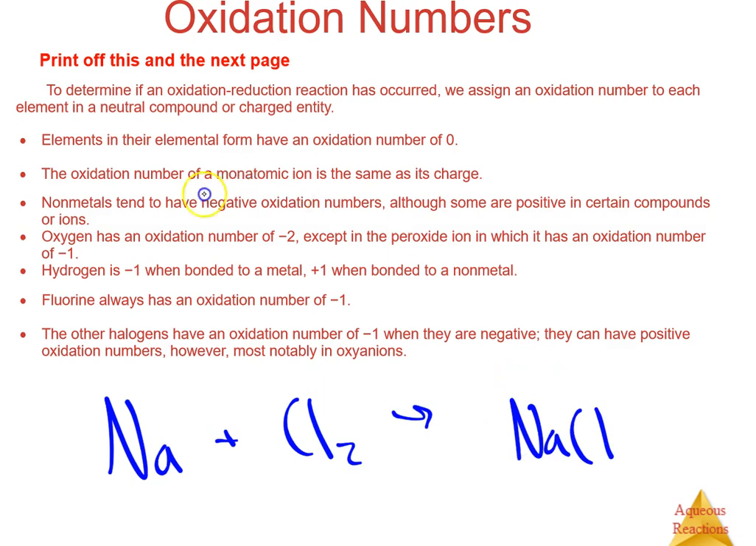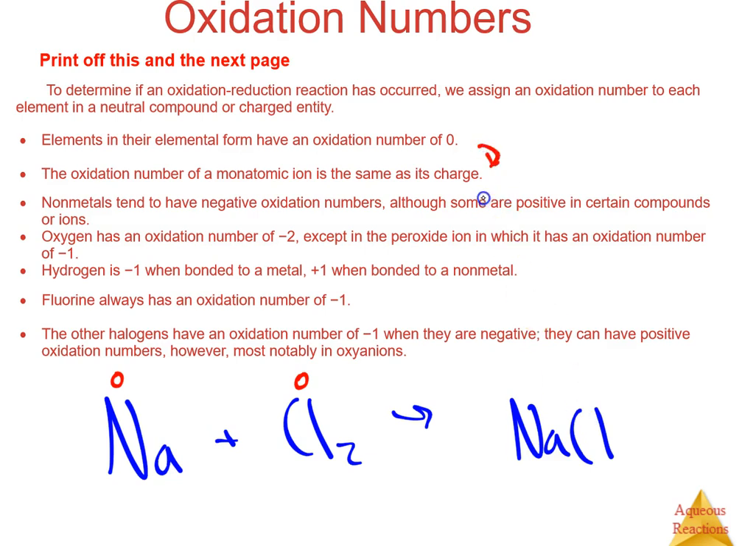So I'm going to apply these rules. Elements in their elemental form have an oxidation number equal to 0. So Na, just in elemental form as written here, has a little 0. That's its oxidation number. Chlorine, even though it's diatomic, it's still how it is found in nature. That's a 0. All right? But over here, we have Na with Cl. It is no longer in its elemental form. So we move to the next rule.